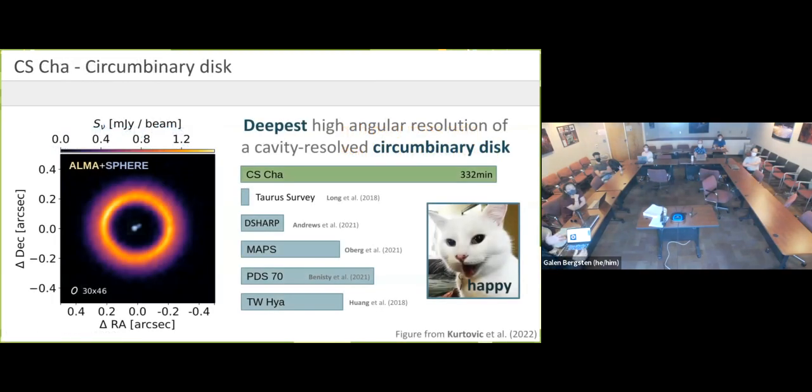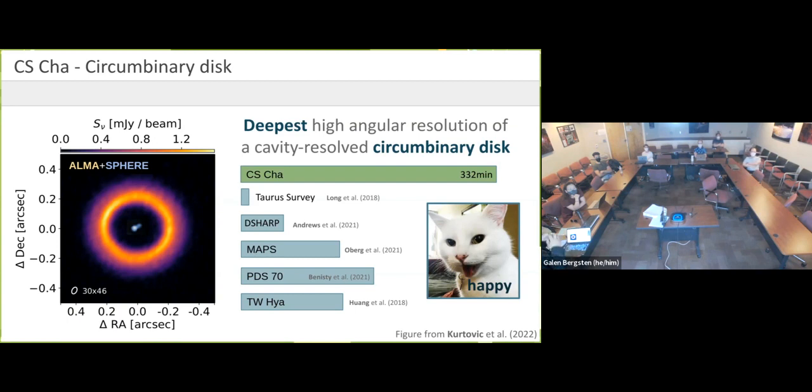Now, since we wanted to understand how planet formation works, for example in circumbinary disks, we took a circumbinary disk that had an extremely deep observation. This disk is called CS Cha, which you see there in yellowish. I also combined this image with a SPHERE image, so you can actually see the two binaries inside the cavity.